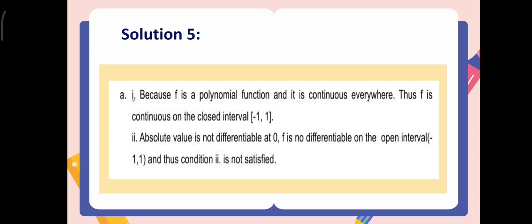Then, condition number 2 tells us that the function must be differentiable in the open interval. Remember that our function earlier is an absolute value, 1 minus the absolute value of x. The absolute value is not differentiable at 0. F is not differentiable on the open interval negative 1 to 1, and thus the second condition is not satisfied. Therefore, there is no suitable choice of C that satisfies the conclusion of the mean value theorem.